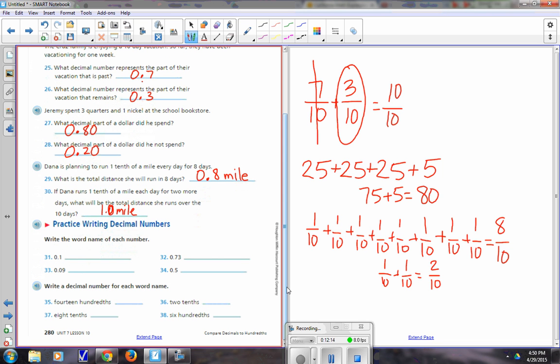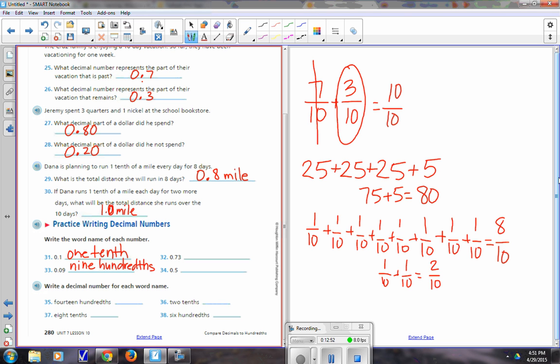Now, what we're doing here is we're going to write the word name and the decimal number. I want to see if you can figure these out. Use your tools. If you need to, scroll back to the other page where I have the place value chart shown, but you write the word form. So on number 31, I would say 1/10. On 33, I would say 9/100ths. So you do 32 and 34.